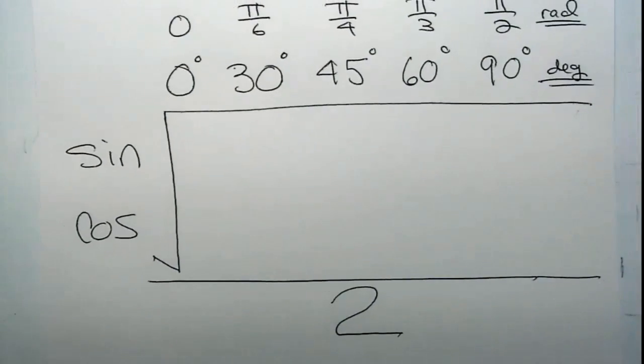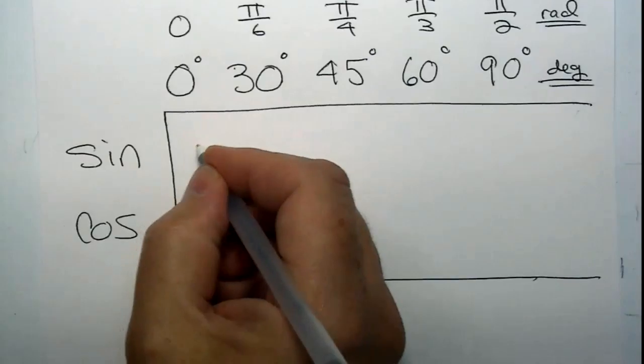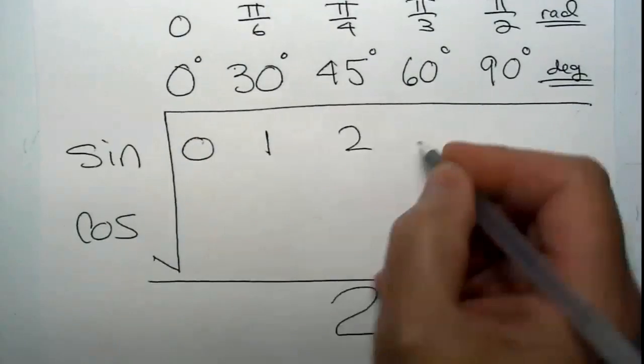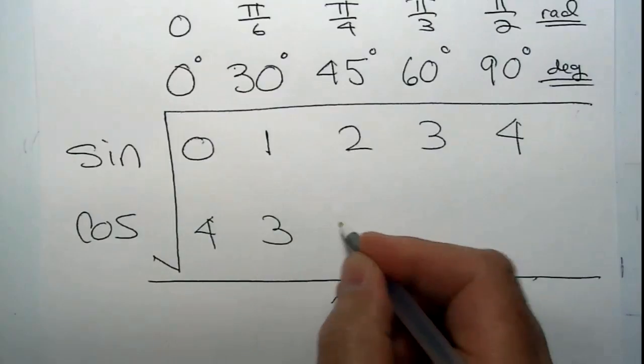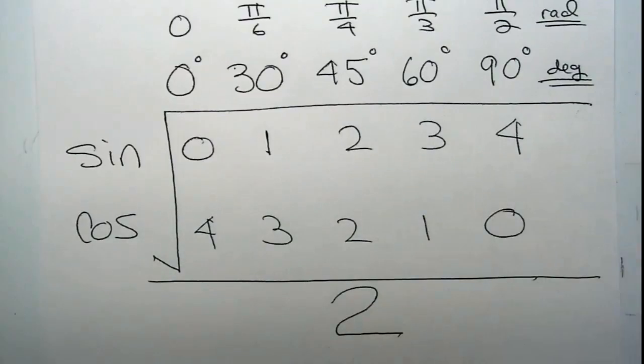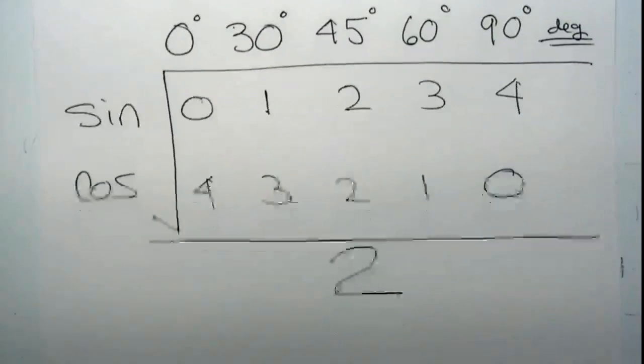And now, just count. Start at 0 and count up. 1, 2, 3, and 4. Now start at 4 and count backwards. 3, 2, 1, and 0. This is really the best table I've seen in terms of remembering the sine and cosine of the various angles.